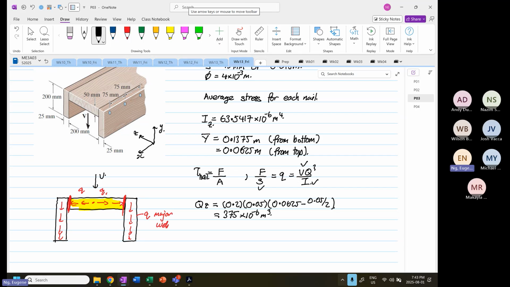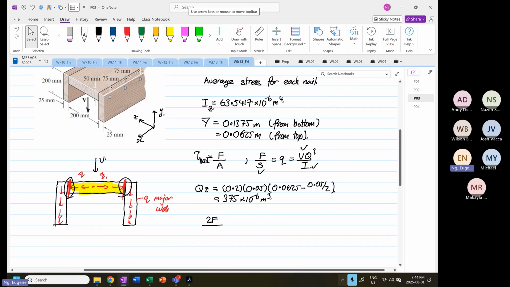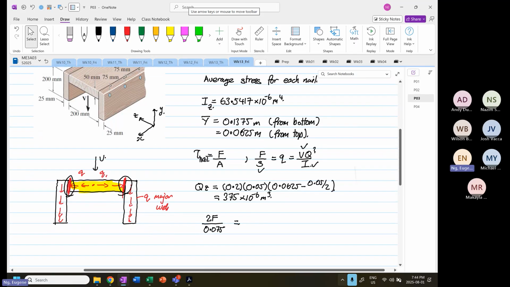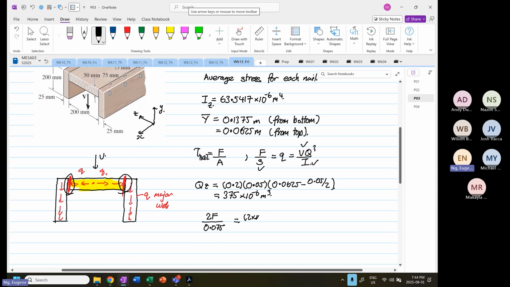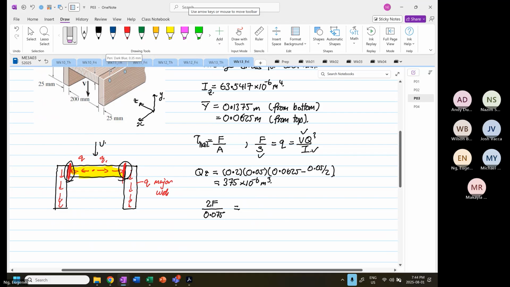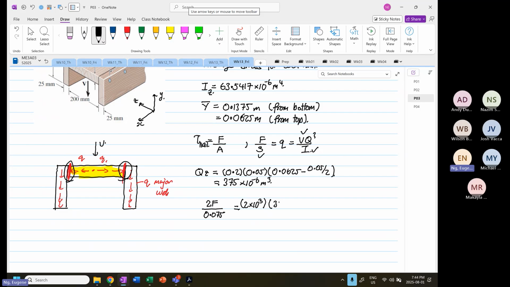Right. So now the F you have to consider, because you have one side and the other side. So now this is equal to 2F divided by the spacing, which is equal to 0.075. And then your V given, which is 2 times 10 to the power 3, multiplied by Q, 375 times 10 to the power minus 6.